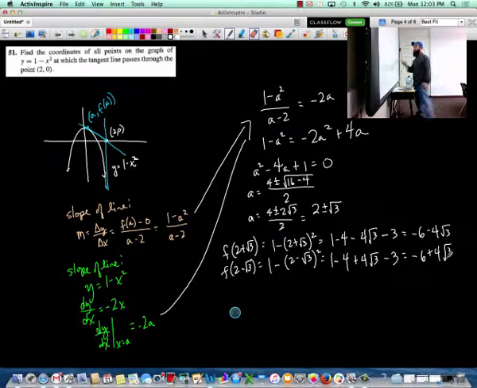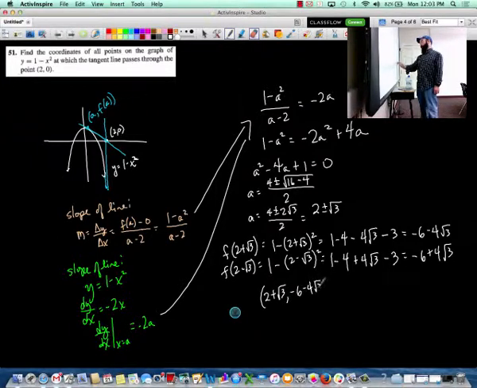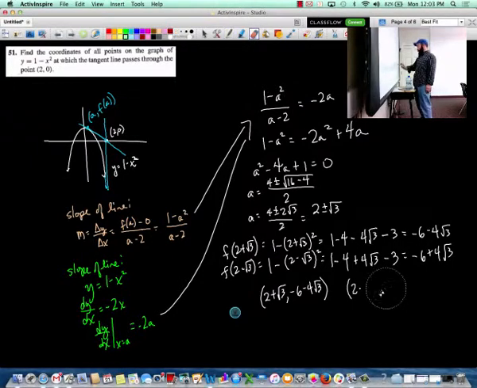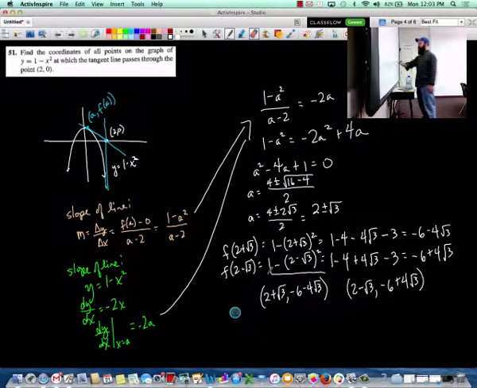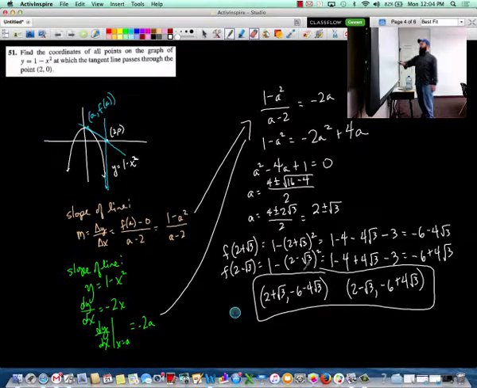So my points then are (2 plus the square root of 3, negative 6 minus 4 root 3) and (2 minus the square root of 3, negative 6 plus 4 root 3). Now, the numbers here are fairly ugly, but the process is actually pretty straightforward. And that's number 51.